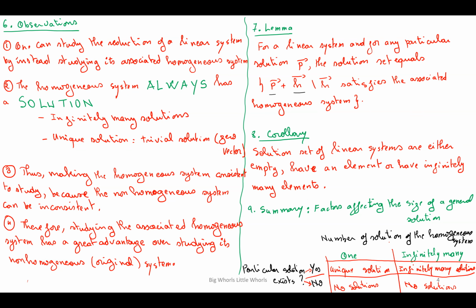If the system has no particular solution, that means the system has no solutions at all. But if the homogeneous system has a unique solution, that means the original system has a unique solution. If the homogeneous system has infinitely many solutions, that means the original system has infinitely many solutions. Is that okay? So I think I'm going to stop here, and I will see you in the next video. Thank you.